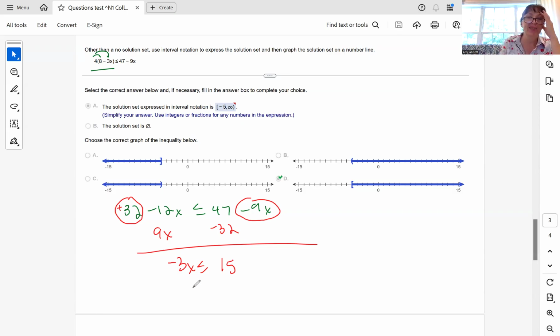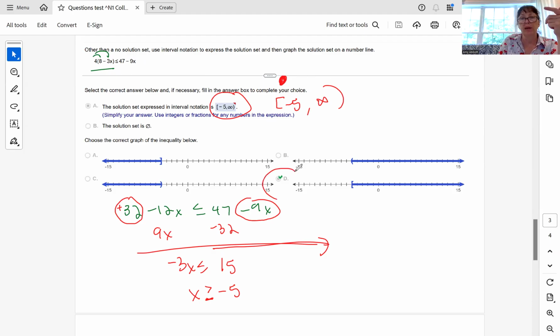All right, and then last of all, divide by the negative, which flips it. Remember, when you divide by a negative, it's a flipper. So it becomes greater than or equal to negative 5. So equal to, remember, is a bracket. So that's why it's a bracket, because it has an equal on it. When it's equal, it's a bracket and a colored in circle. So from negative 5 to infinity, which they have down here. And again, it had to be a bracket because the answer was equal to.